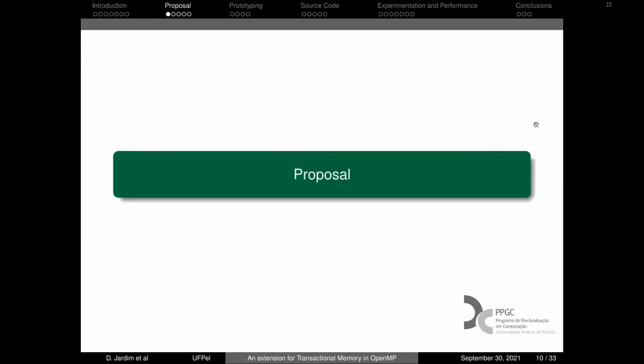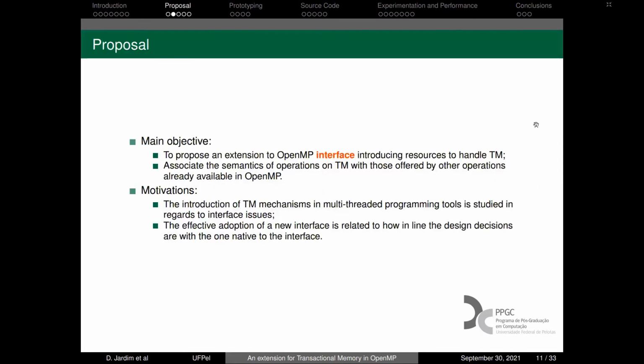Now for the proposal of this work. The main objective is to propose an extension to the OpenMP interface, introducing resources to handle transactional memory, and to associate the semantics of operations on transactional memory with those offered by other operations already available in OpenMP. Some of the motivations include that the introduction of TM mechanisms in multi-threaded programming tools is studied in regard to interface issues. That's why we focus on interface.